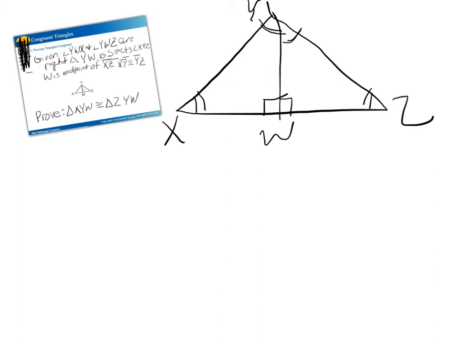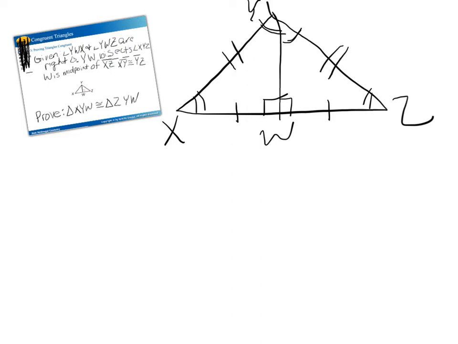Alright, and it tells me next, W is the midpoint of XZ. W is the midpoint of this line right here. So since W is the midpoint, this line is going to be congruent to this line. And then lastly, they tell me XY is congruent to YZ. So that's going to be right here and right there.